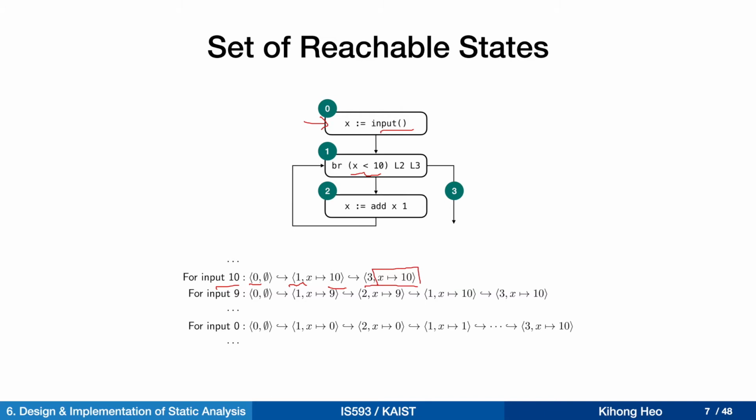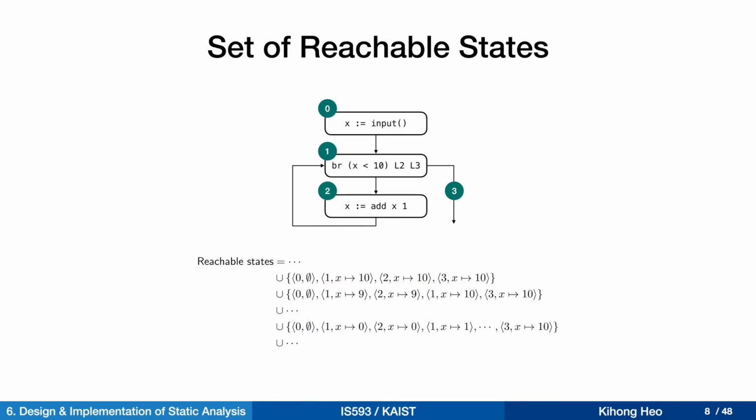How about input 9? In this case, it starts from the empty memory as before. It reads value 9 at label 1. And because 9 is less than 10, it gets into the loop. And then it increases the value of x by 1. And then because of the condition, it exits the loop. If we consider all possible input values like this, there are infinitely many traces.